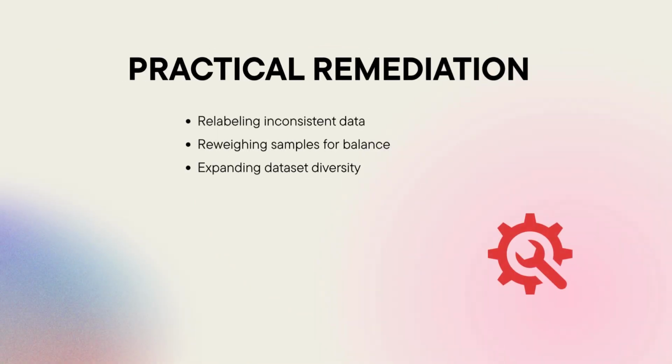So, practical remediation. Once bias is detected, the next challenge is mitigation. Several practical strategies exist. Relabeling addresses inconsistent or inaccurate labels in the dataset, ensuring that the ground truth is reliable. Reweighing assigns greater importance to underrepresented samples, preventing the model from being overly influenced by the majority group.